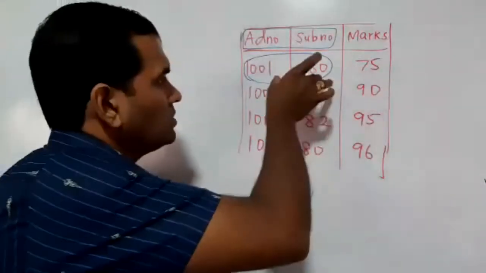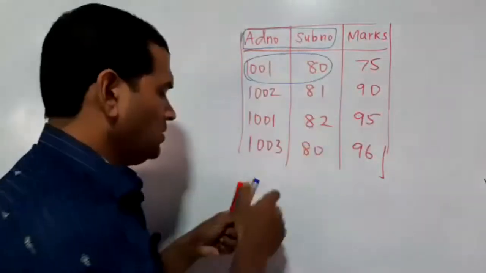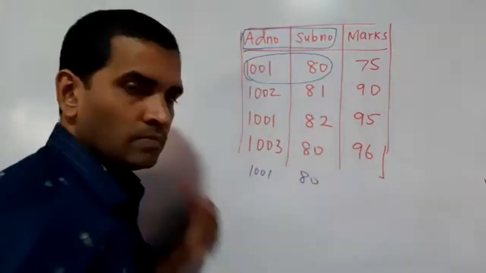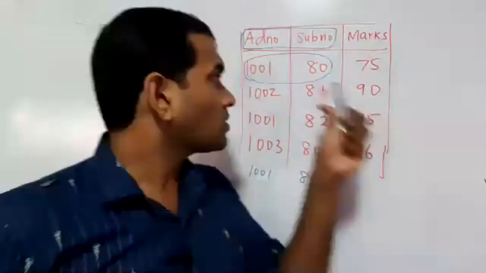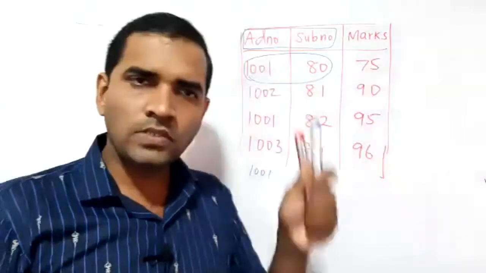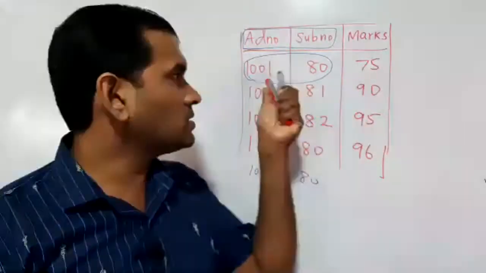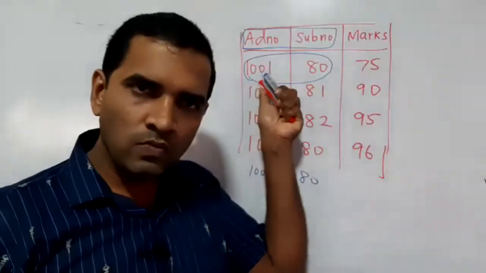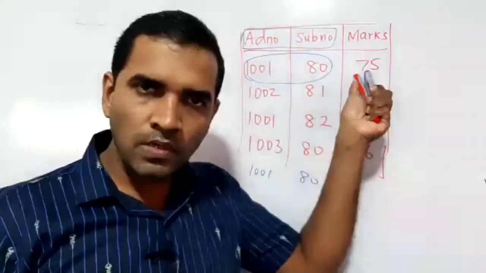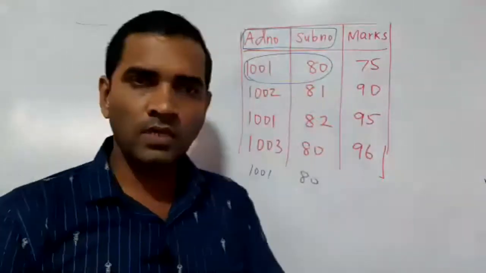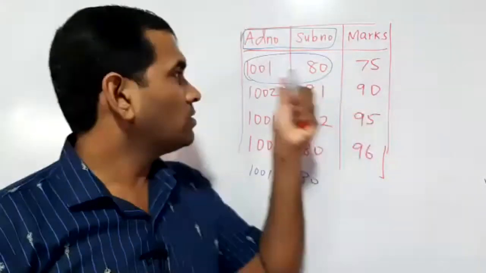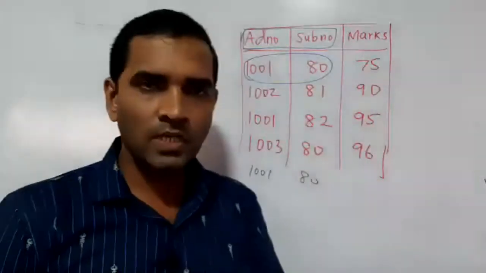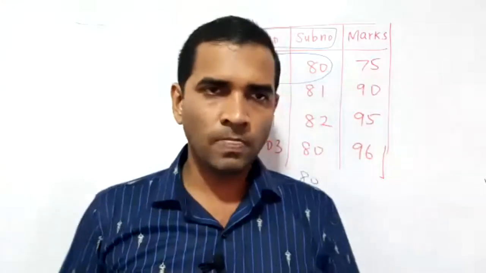Look here. Will 1180 be repeated? Will you have the same data again? Is it possible? How to check? Now look at the first record. What's the meaning of the first record? The first record tells us that this student 1001 obtained 75 marks for the subject 80. Repeat, 1001 obtained marks 75 for subject 80. That's the meaning of the first record.